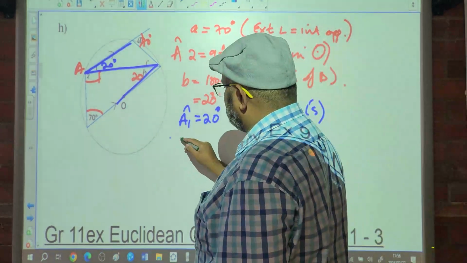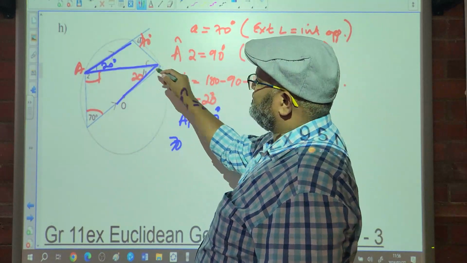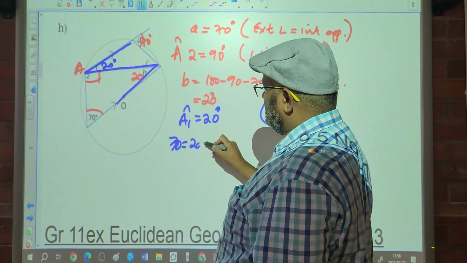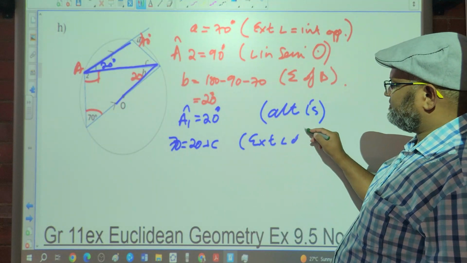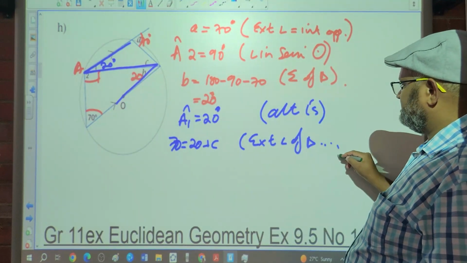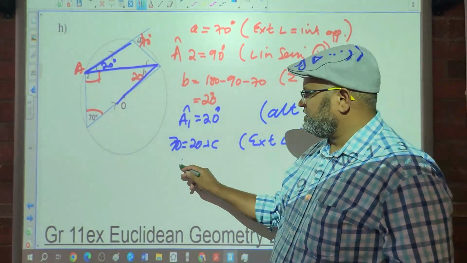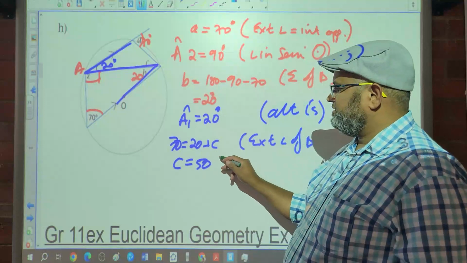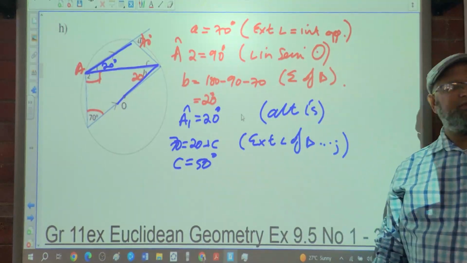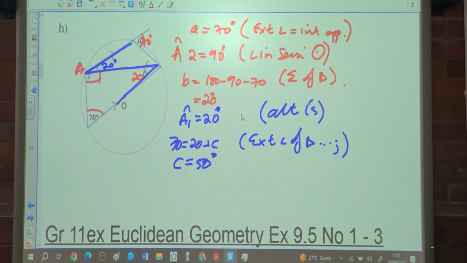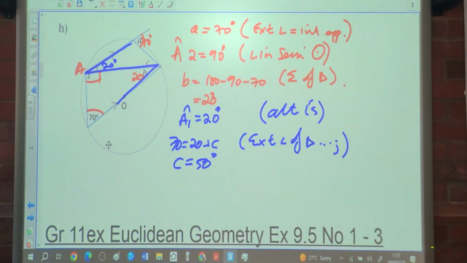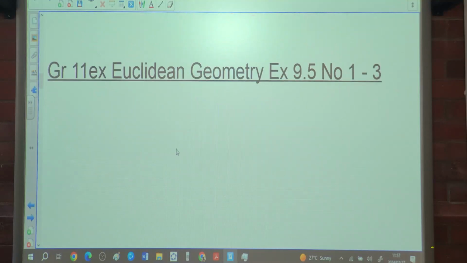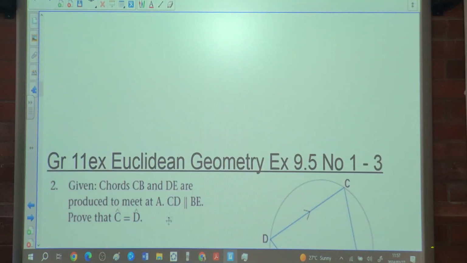Okay, so it's going to be 70. I'm going with exterior angle equals the sum of the two interiors. 70 is equal to 20 plus C. Exterior angle of triangle. So C works out to be 50 degrees. Okay. Any confusion there? No? Let's look at number 2.